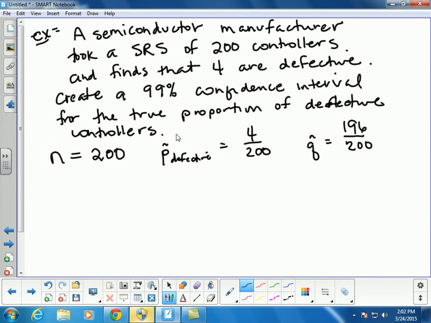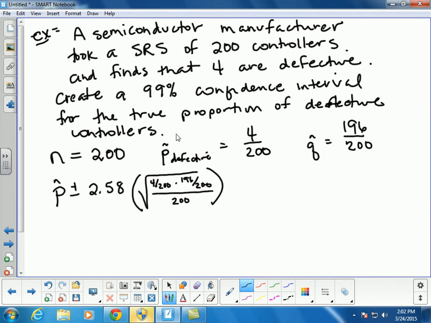And the 99% confidence interval would be p hat plus or minus 2.58 times the square root of 4 over 200 times 196 over 200 over 200, right? If we fill in all the blanks from the formula. So what we're going to do is go through and do those calculations. I always like you to do the calculations with me so that you know where the numbers are coming from, that I'm not making them up as I go through this process.